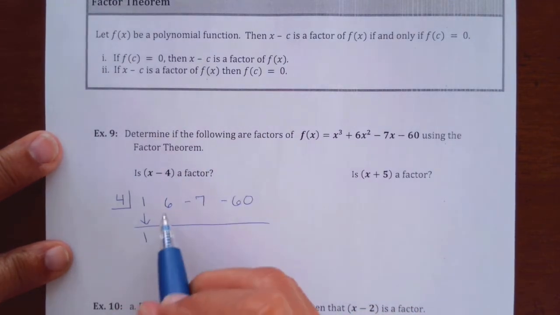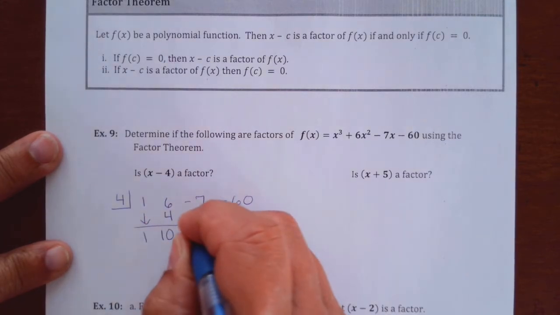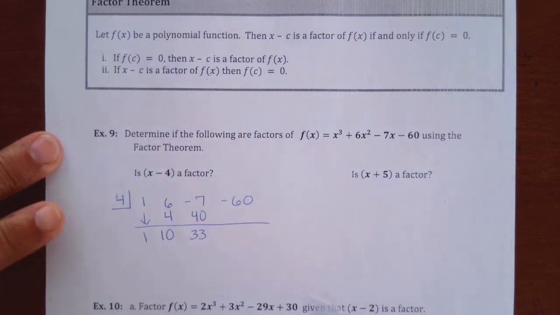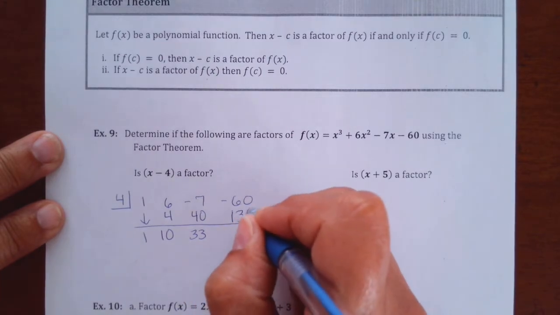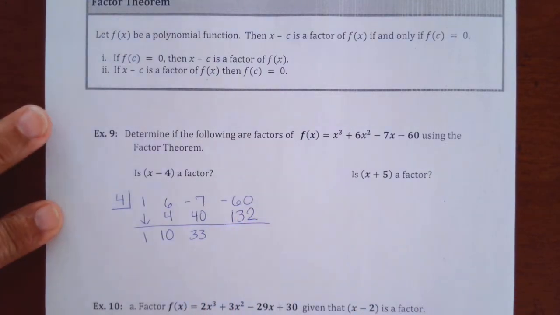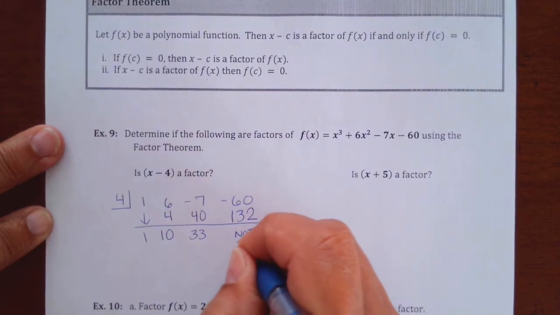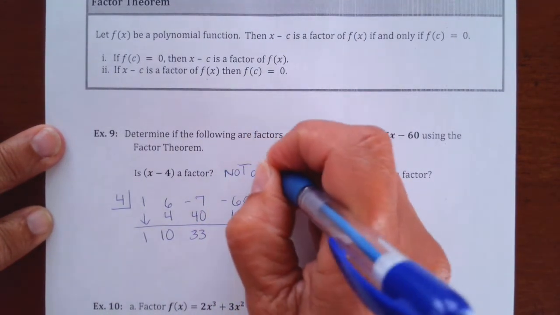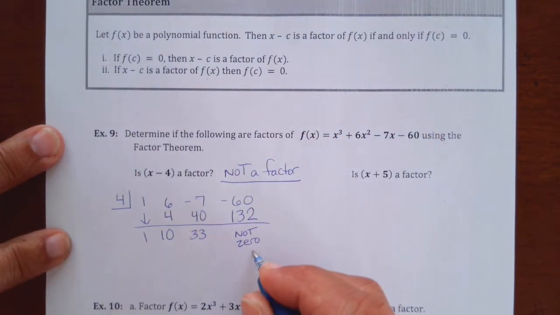So 1 times 4 is 4. That's 10. 10 times 4 is 40. That is 33. 33 times 4 is 132. And we're definitely not going to get 0 as our remainder, right? I don't even care what it is, but it's not 0. So this is not a factor. It did not get 0 here.